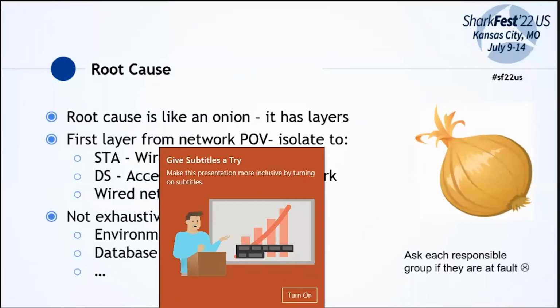But for me, there are 3 buckets I like to put problems into at first cut of root cause. Is it a wireless client issue? Is it a wireless network issue, or is it a wired network issue?